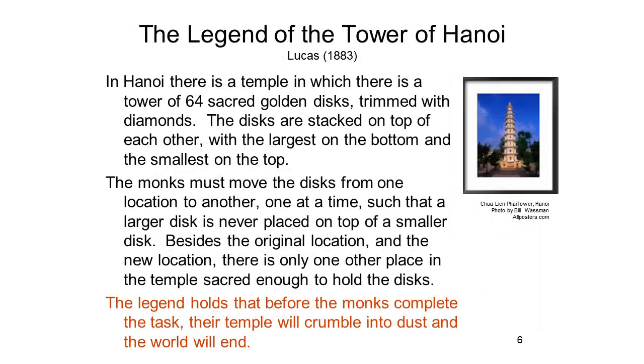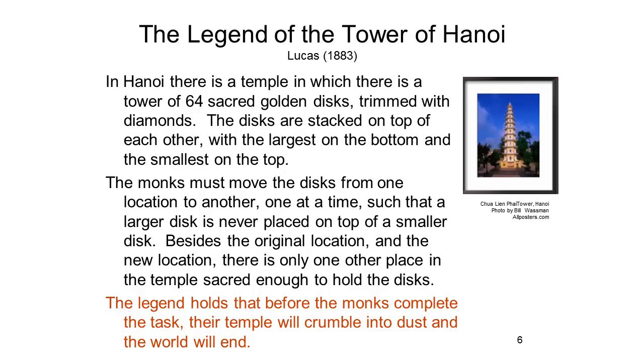As an example of how means-end analysis and problem-solving works, consider a classic problem known as the Tower of Hanoi. Legend has it that in Hanoi there's a temple in which there's a tower of 64 sacred golden discs. The discs are stacked on top of each other, with the largest on the bottom and the smallest on the top. The monks of the temple must move the discs from one location to another, one at a time, such that a larger disc is never placed on top of a smaller disc.